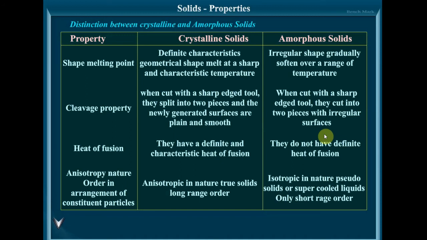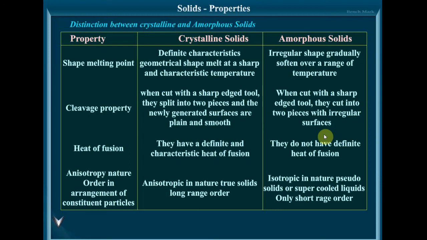The cleavage property. When cut with a sharp-edged tool, crystalline solids split into two pieces and the newly generated surfaces obtained are plain and smooth. While amorphous solids, when cut with a sharp-edged tool, cut into two pieces with irregular surfaces. Heat of fusion. Crystalline solids have a definite and characteristic heat of fusion. Amorphous solids do not have a definite heat of fusion.